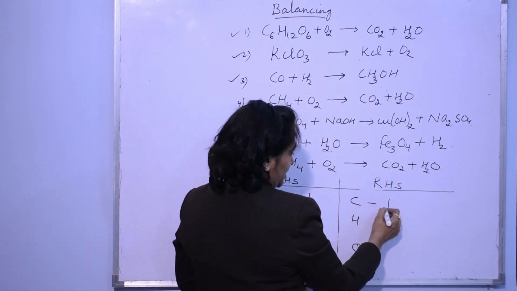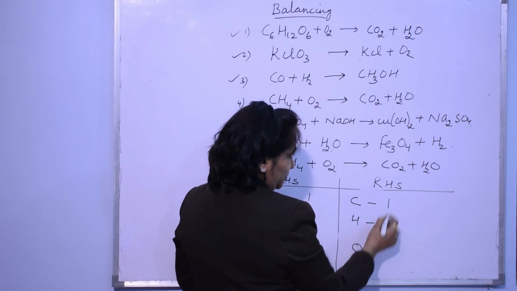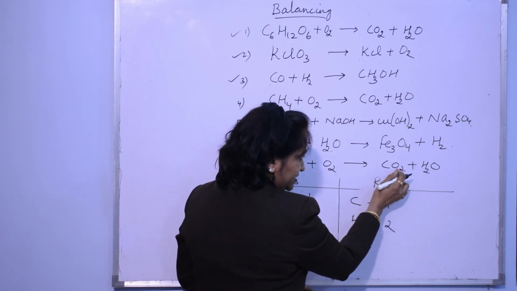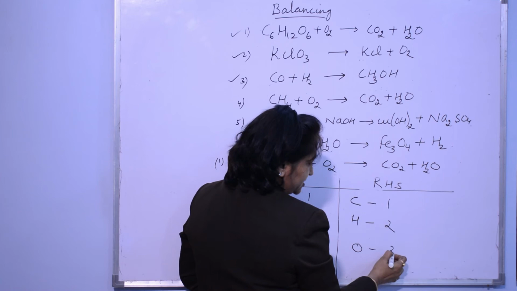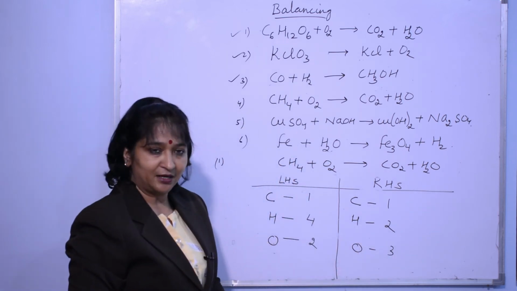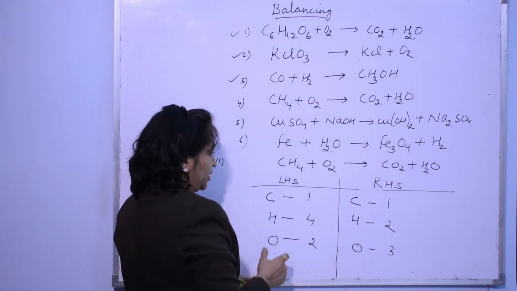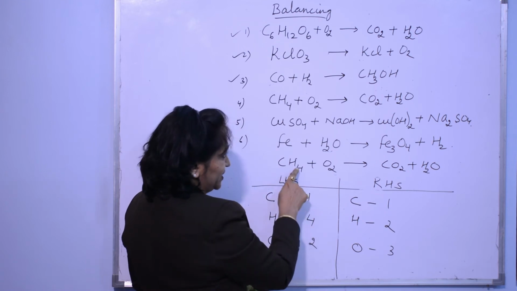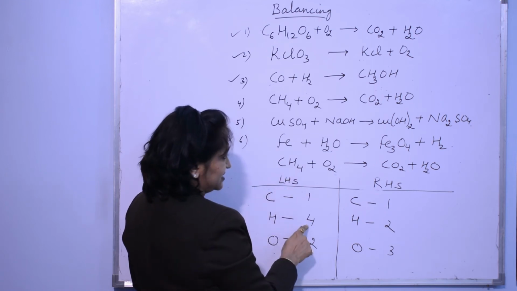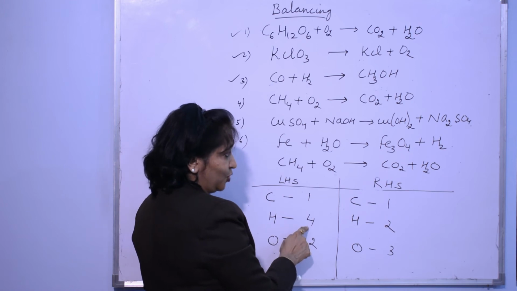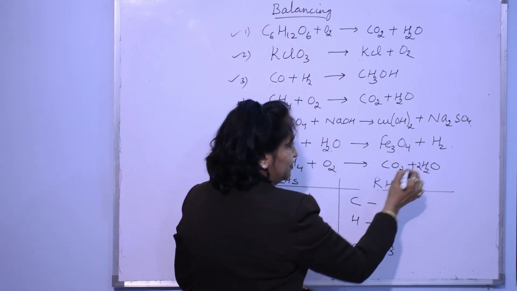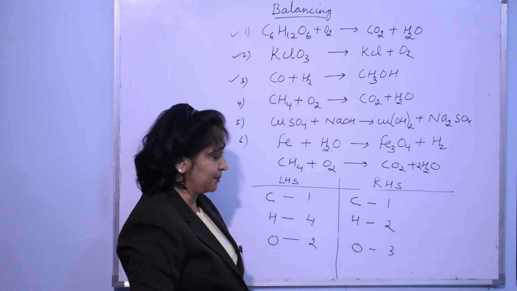Here carbon is 1. Hydrogen is 2. You can see here 2. Oxygen is 2 plus 1. Oxygen is 3. 3 atoms are present. So what you are going to do now, you will see which one is to be balanced. Hydrogen, because here it is 4. So what you can do? Make hydrogen as 4. Let us see what happens.